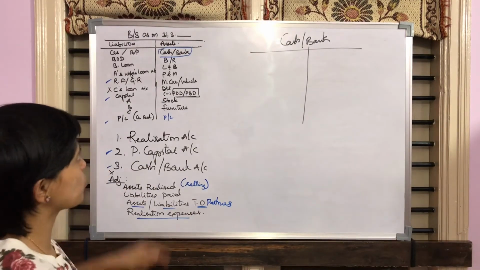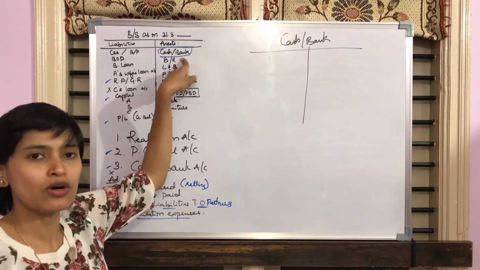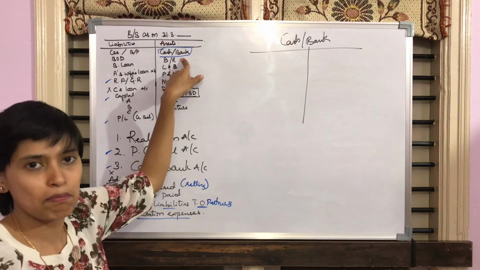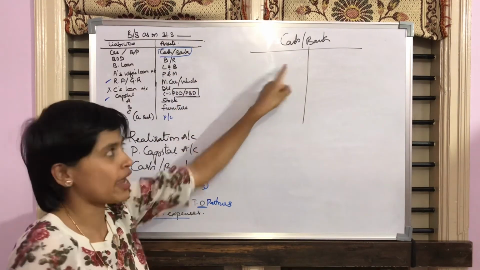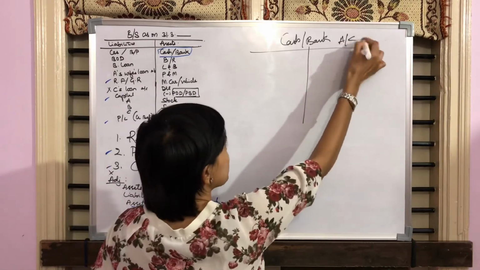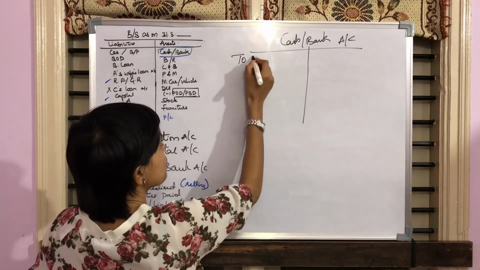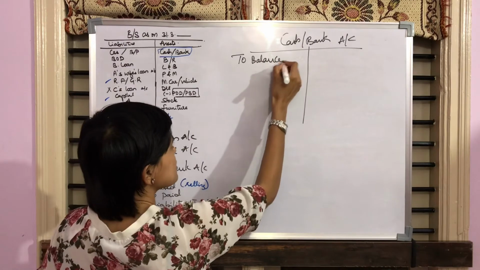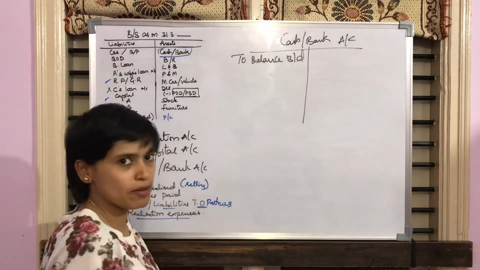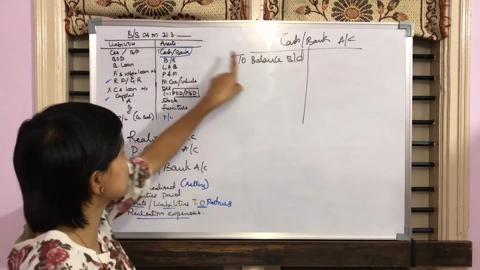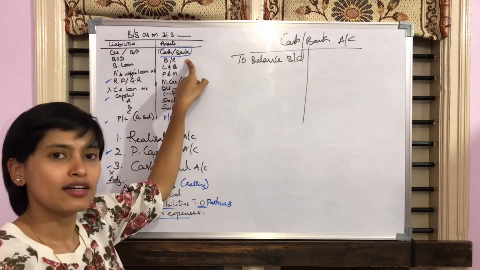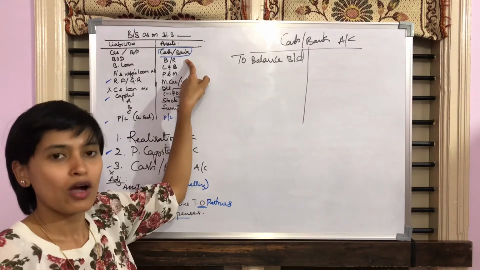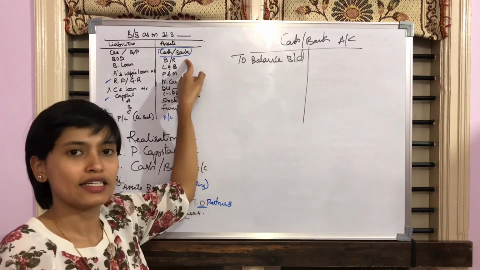So first and foremost, in the balance sheet they will give you the cash or bank account balance. You need to bring down this balance first in the cash or bank account, which will be written as to balance b/d. This is very important. So first you are going to bring down the balance from the balance sheet. Next you are going to follow the realization account. We will follow from the debit side.